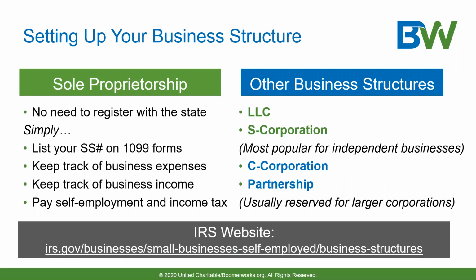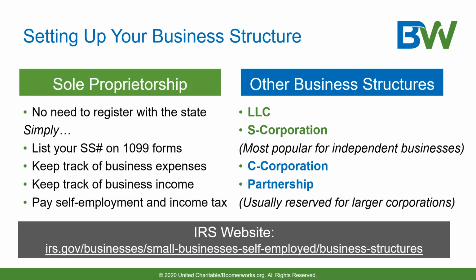The next building block of your business is the tax structure, the business structure. While your accountant will help you decide which path is best for you, here are the basics. Sole proprietorship. You don't need to do anything in order to be a sole proprietor. You actually are one right now. You don't need to register with the state. You simply list your Social Security number on your 1099 forms. You track your business expenses and your income, and you pay self-employment and income tax. So right now, if you get a client, you're in business. You don't need to do anything else legally to get going.